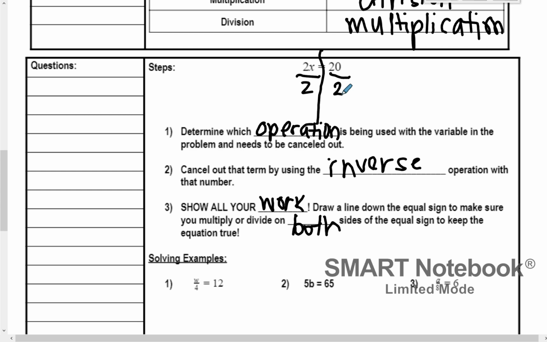Now 2 divided by 2 is 1. So we'd be left with 1x, and 1x is just the same exact thing as x. That's how we're canceling out to get it to be x. And 20 divided by 2 is 10. So for this example up here, x would be equal to 10.